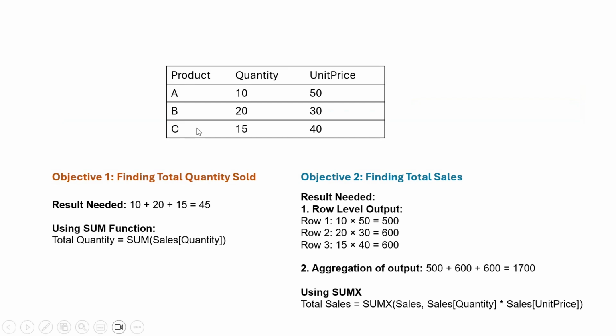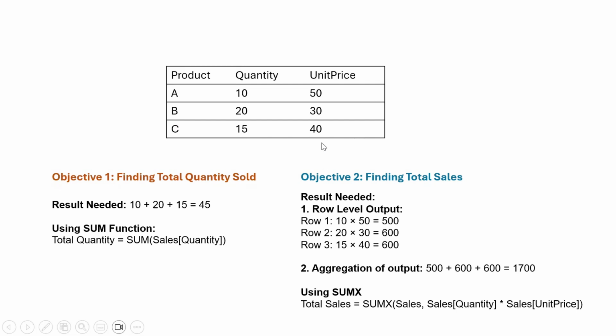We have this simple table, product wise, quantity sold, and the unit price of the product. For my objective one, if I need to just find total quantity sold, my result requirement is that I just need to sum all these quantities. So 10 plus 20 plus 15, that is 45. If I need to calculate this, I can simply use a sum function like this. Total quantity is equal to sum of quantity.